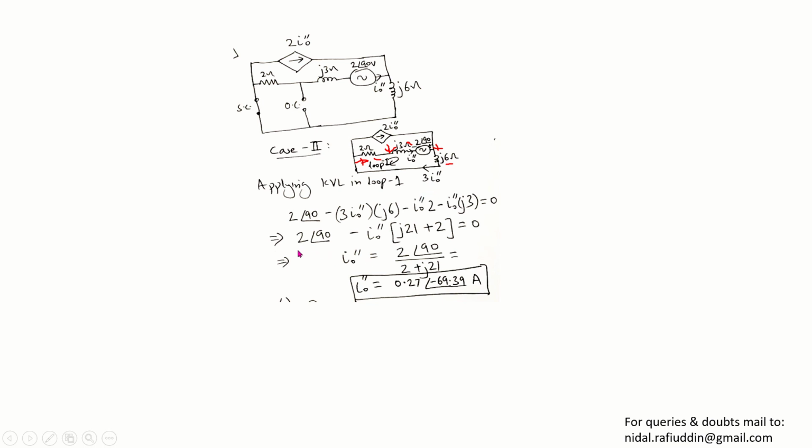Solving the KVL equation further gives us I naught double dash as 2 angle 90 degrees divided by 2 plus j21, and further simplifying by converting all the rectangular forms into polar form, what we get is I naught double dash as 0.27 angle minus 69.39 amperes.